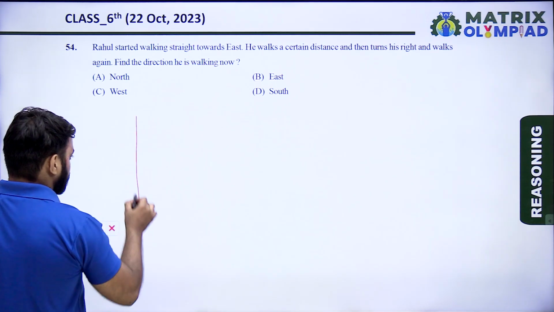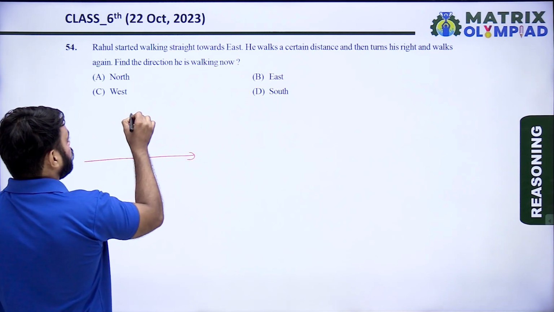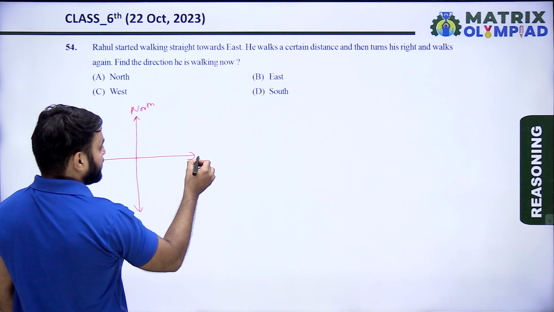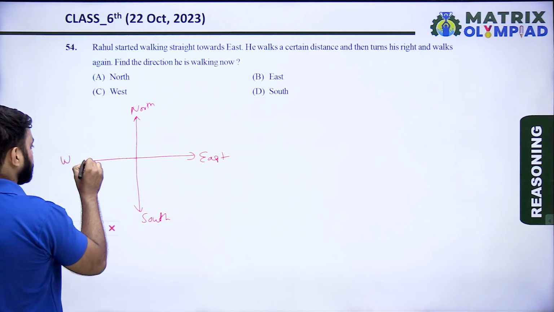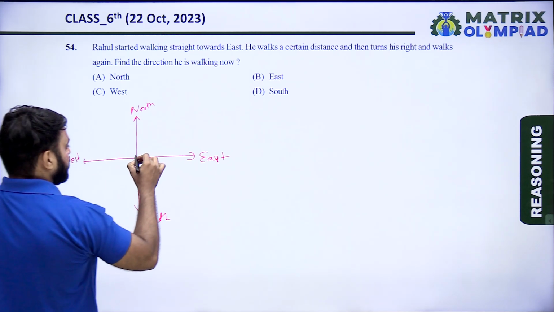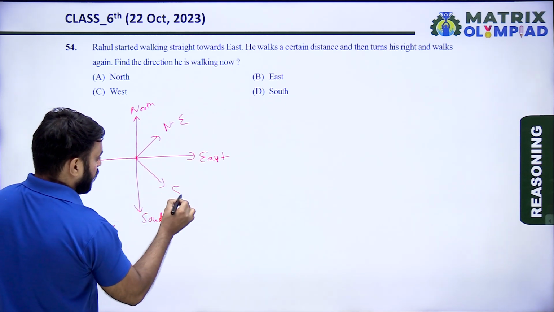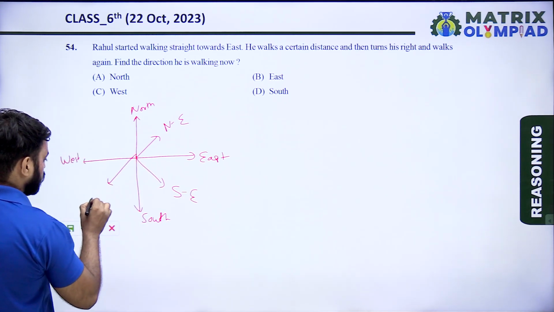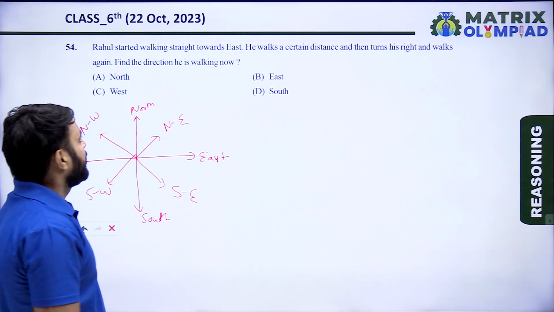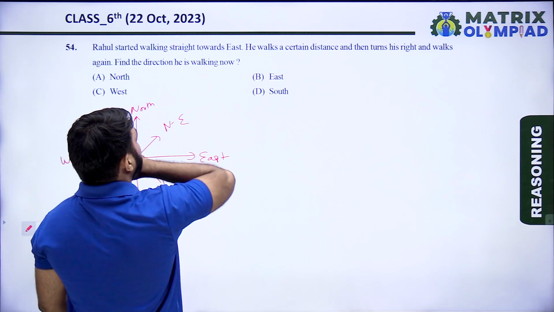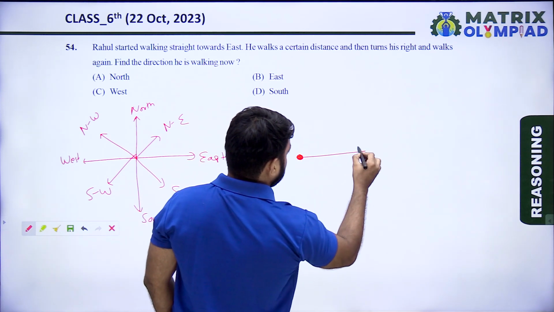Before starting this question, we should know that there are 4 main directions. One is north, this one is east, south and west. And there are 4 cardinal directions: one is northeast, southeast, southwest and this one is northwest. So according to the question, Rahul started walking straight towards east. Rahul starting walking is in east.